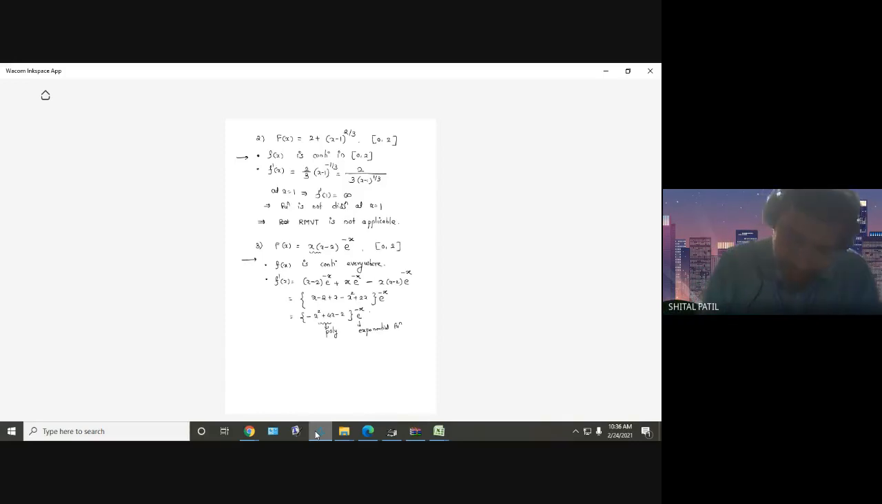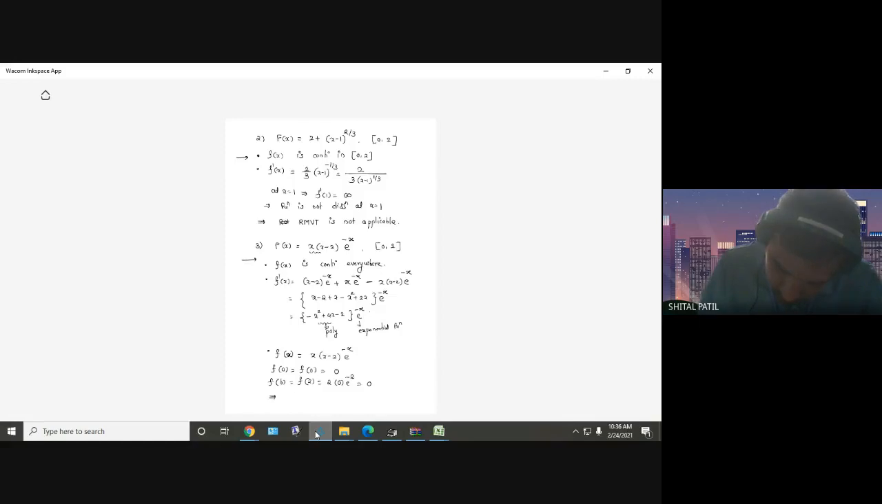ठीक है, राइट. f of a, पहले f of x लिखते हैं. f of x equal to x(x minus 2) e raised to minus x. अभी f of a फाइंड करते हैं. f of 0, x equal to 0, so 0. f of b, f of 2, so x equal to 2 पुट कीजिए. 2 minus 2, 0 आएगा ना, e raised to minus 2, so again it will be 0.